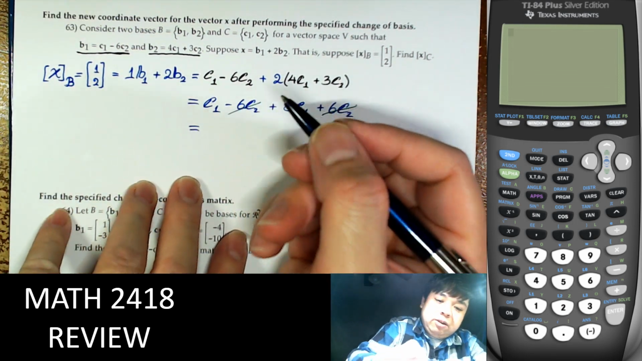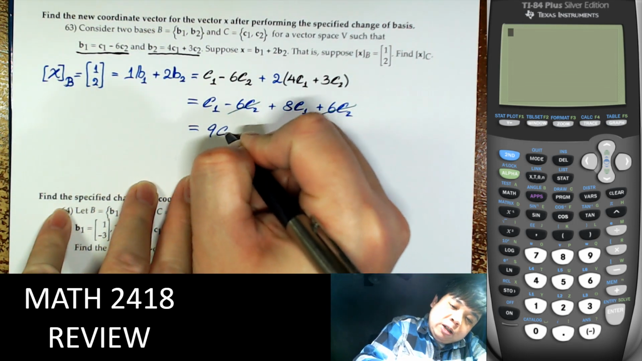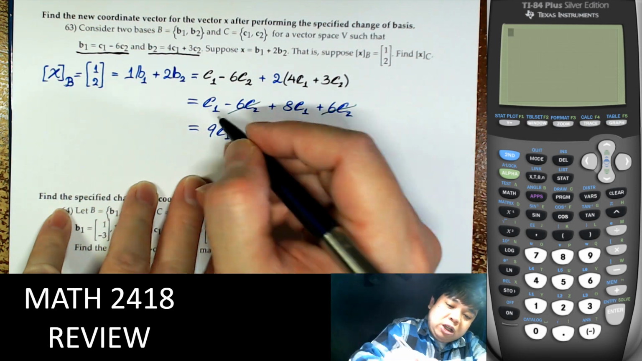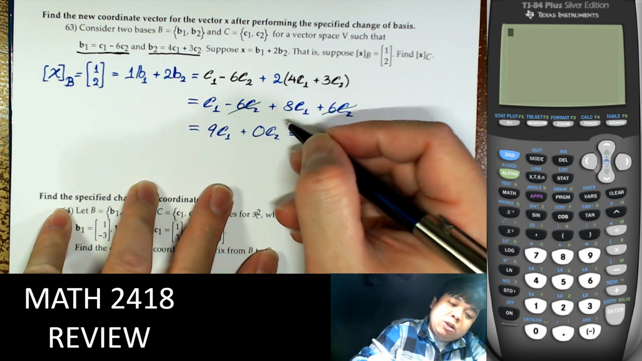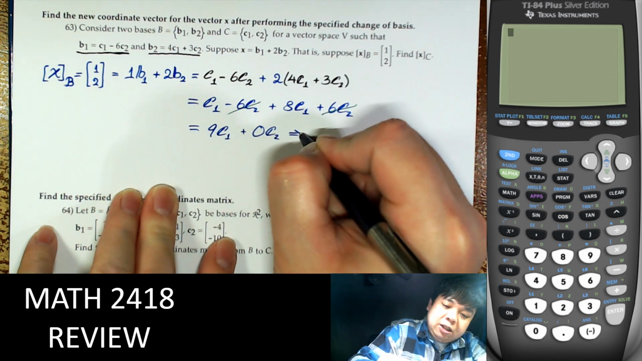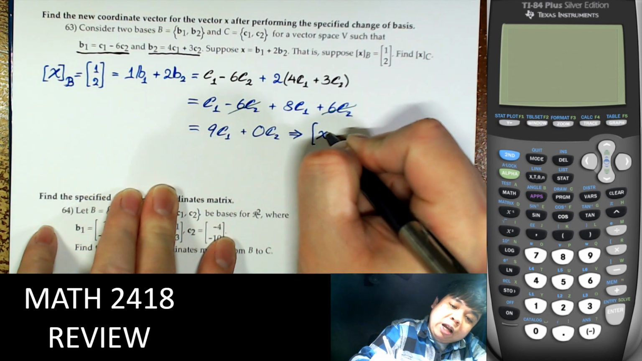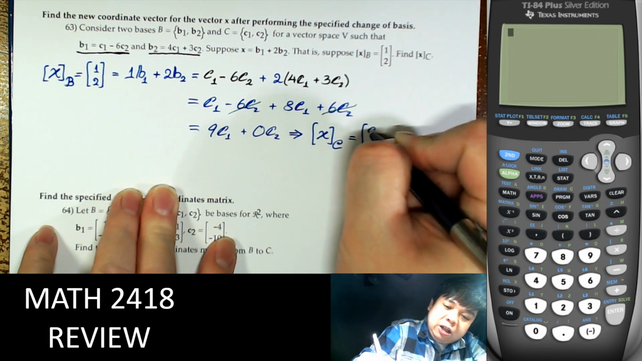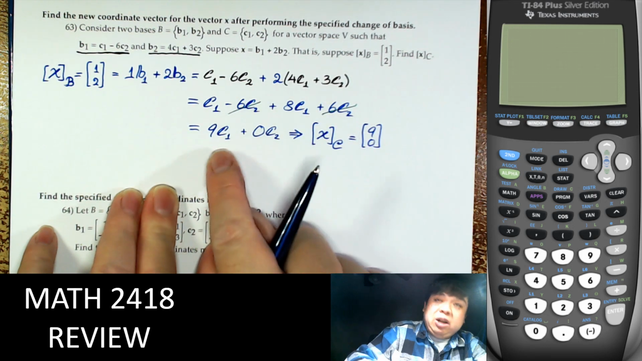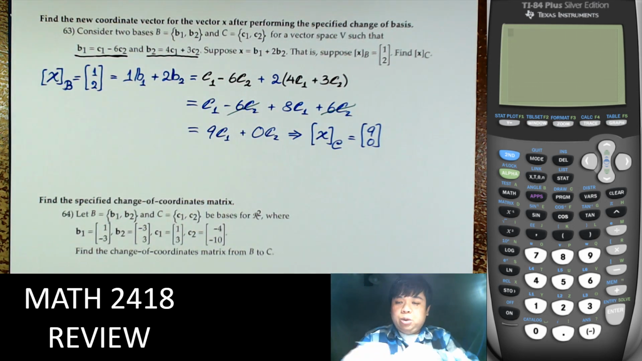So we have 9C1. And there's no C2, so we can just say 0C2. So in that case, if we want to write X in the coordinate of C, we're going to use 9 and 0, meaning 9C1 plus 0C2.